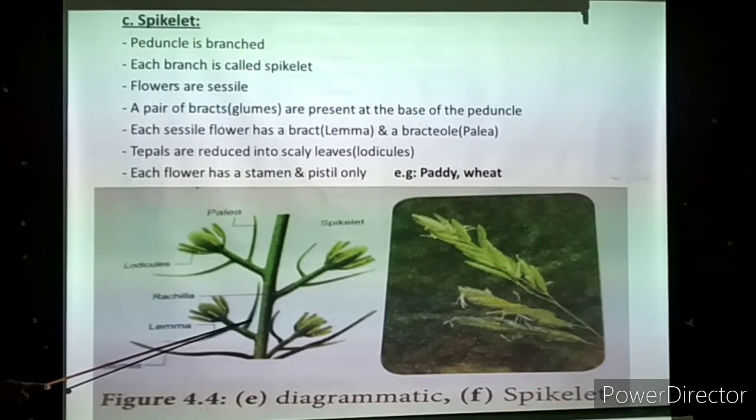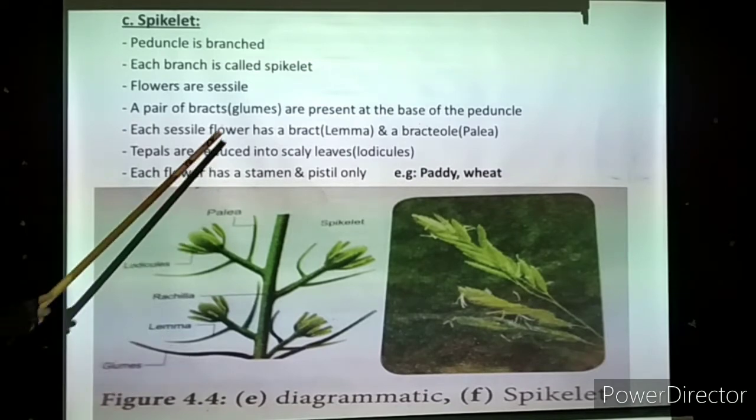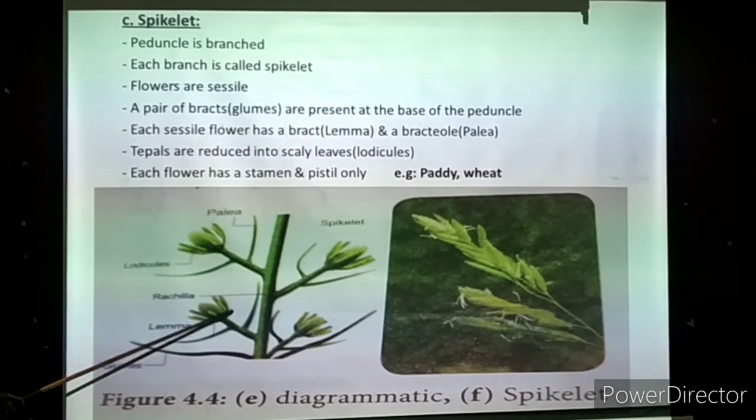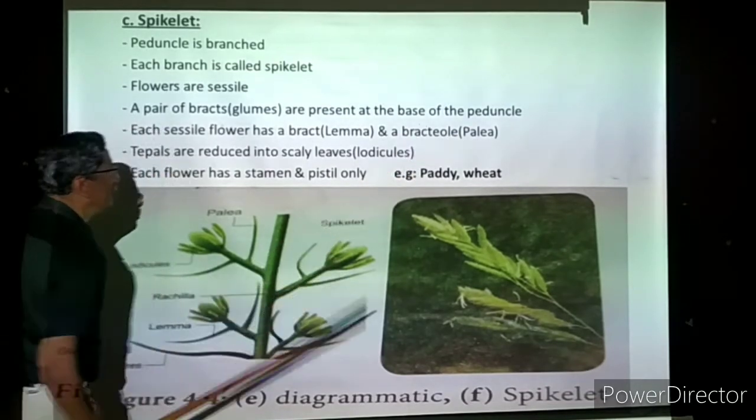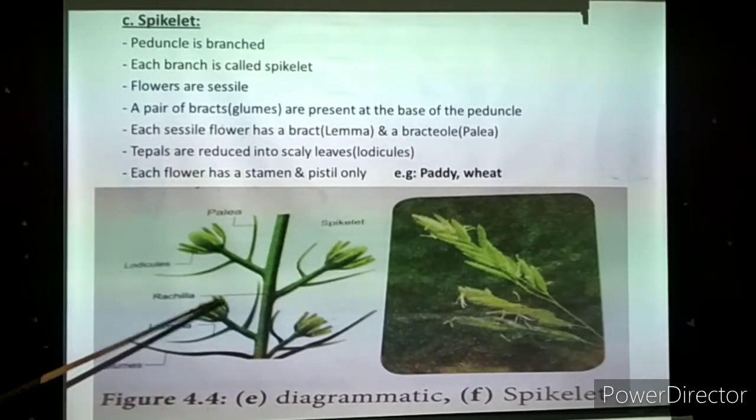But here you can see one small structure. Here also one green structure will be there, giving an appearance like this one. So this is called the bract of the flower. So two bracts will be present, or at least one, either two or one. This bract of the individual flower is called a lemma. And also a bracteole. Okay, one more green flattened structure will be there, which is called a palea.